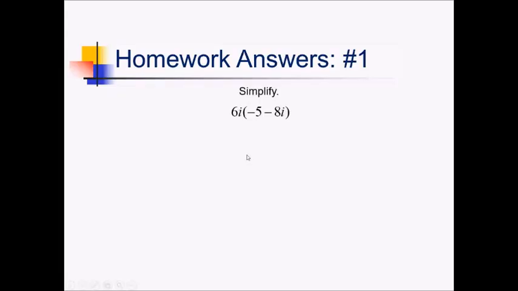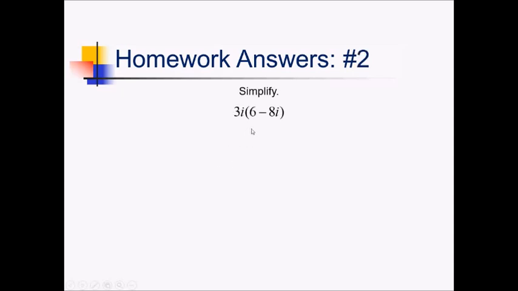To simplify this expression, I have to distribute this 6i. So 6i times negative 5 is going to give me negative 30i. 6i times negative 8i, that's going to be negative 48i squared. And I know I can simplify i squared to negative 1. So this is going to become a positive 48, and then we can write 48 minus 30i.